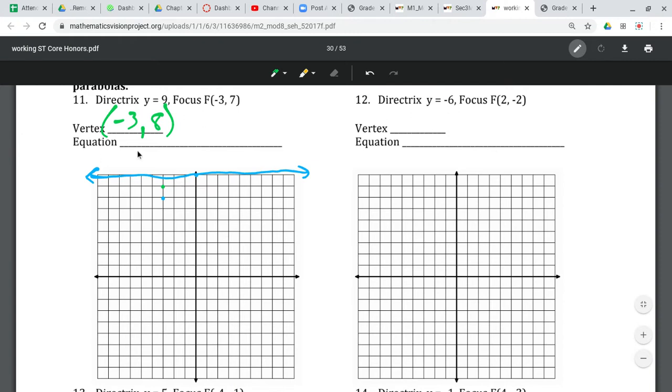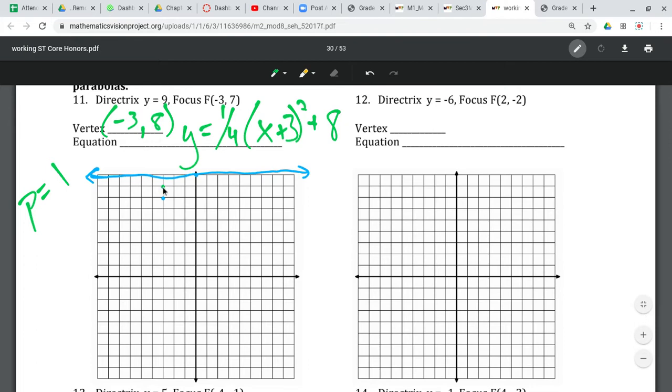Okay, so now for the equation, we're going to have y equals, now remember, we have to have that 1/4p x squared. So 1/4p, what's the p value in this case? How far is our vertex from our focus? 1. How far is our vertex from our directrix? 1. So that means p equals 1. So that means we're just going to have the 1/4 x plus 3 squared plus 8. So the 3 and the 8 come from our vertex.